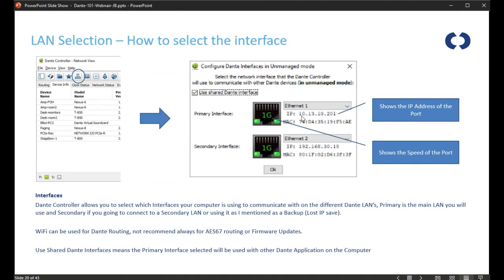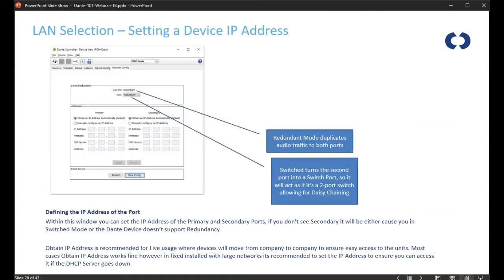The other thing I do want to make you aware of with Wi-Fi is you do not want to do firmware updates over Wi-Fi. It's extremely dangerous because Wi-Fi drops out, and if you drop out mid firmware update, you're going to brick a device, which is quite painful. And then AES67 is a little bit susceptible with Wi-Fi because if there's any multicast filtering on the Wi-Fi at all, you're not going to really see any AES67 streams. So just bear that in mind.